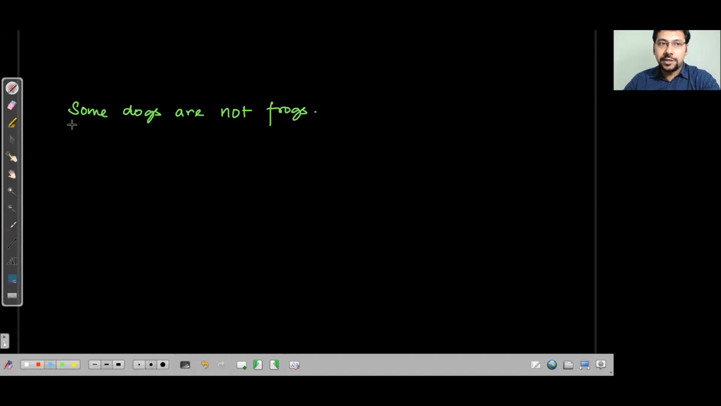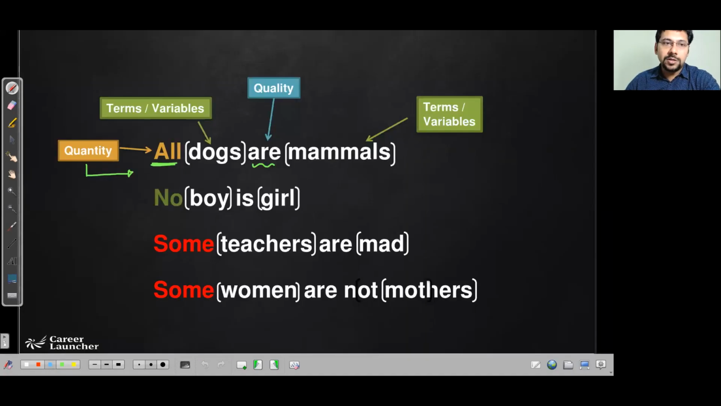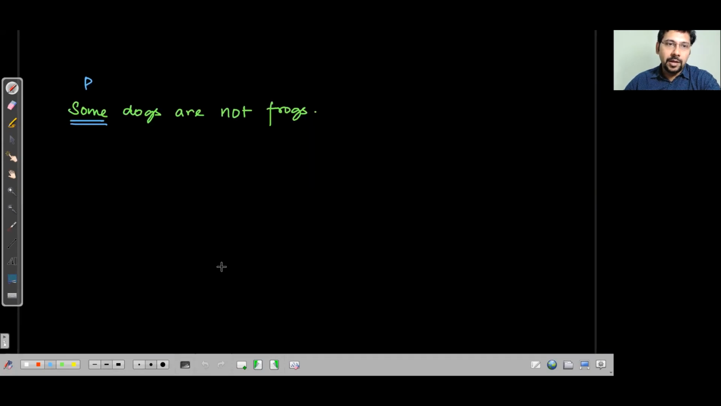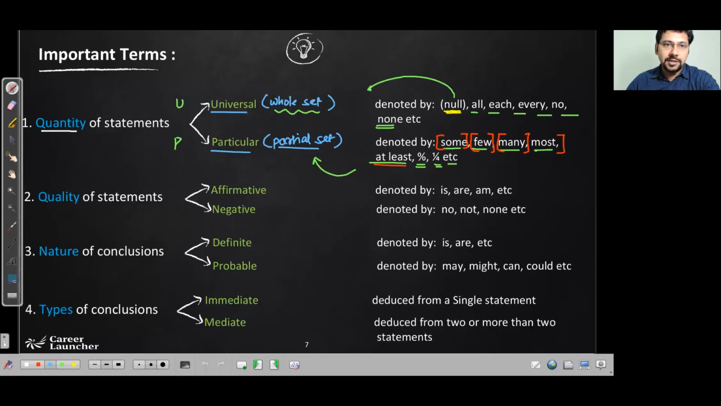Now, if I ask you what is the quantity of this statement, it's definitely a particular. Why? Because you have mentioned some. You talk about a partial set and not a whole set. Therefore, this is a particular set. Also a negative, but just wait for it. Shortly, we're going to understand the negative. However, if I write each boy in the class is absent, it's definitely a representative of a whole set.